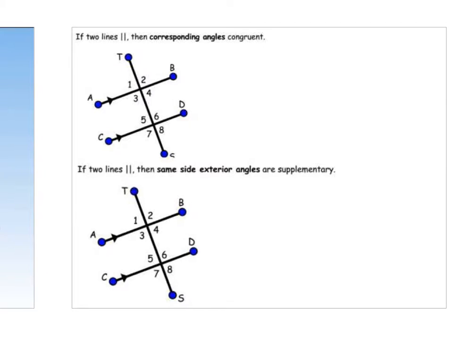if I know that two lines are parallel, remember we can show parallel lines by these arrows on each line. So if two lines are parallel, then corresponding angles are congruent. Hopefully we remember congruent means that they are the same measure. Remember the symbol? Congruent, same measure.